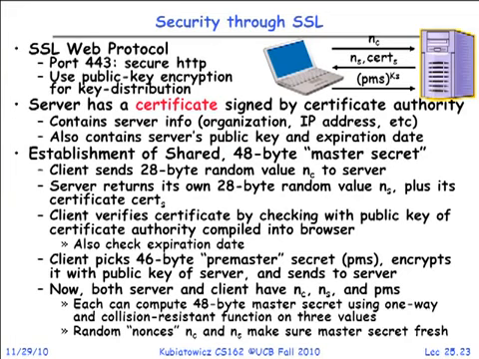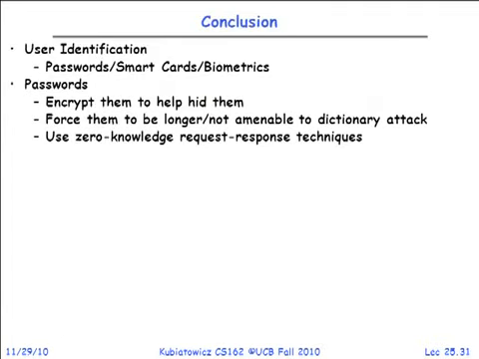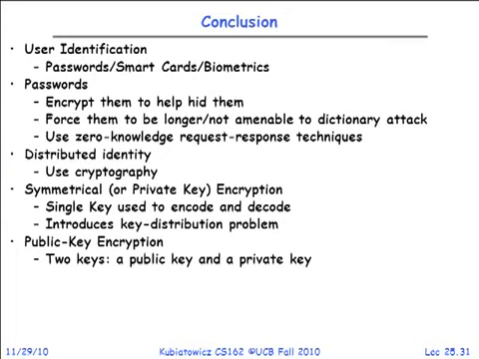So in conclusion, we talked about passwords, smart cards, biometrics as a way of identifying users. We talked about problems with passwords. We talked about distributed identity using cryptography. We talked about symmetrical or private key encryption, which is using a single key on both sides. We talked about public key encryption, which is two keys, a public key and a private key. And there's a lot more flexibility with public key encryption technology. The first time I heard about public key cryptography, I thought it was magical, because suddenly you can do a bunch of stuff without the server being up. It's actually pretty cool. And we talked about secure hash functions.